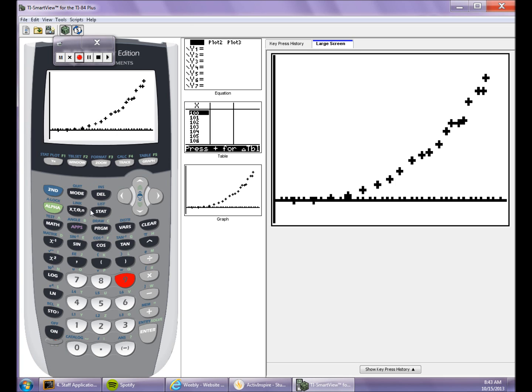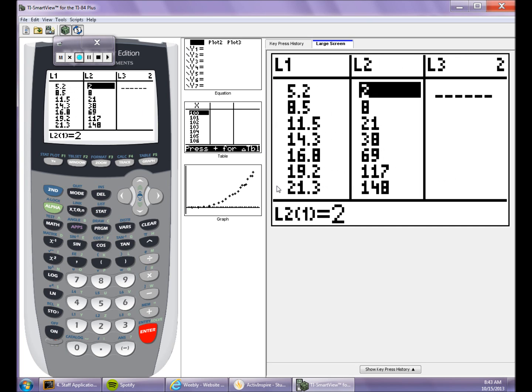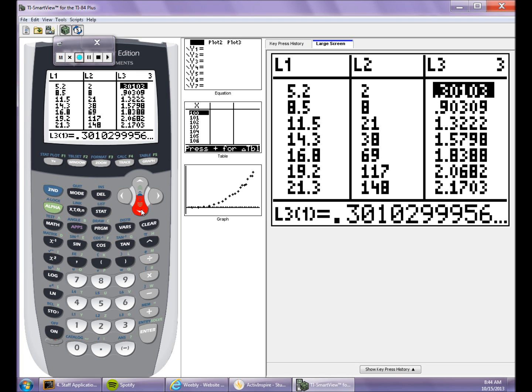To do that, I'm going back to my lists. My L1 data, I'm assuming, is already growing linearly. My L2 data is growing exponentially. I need to linearize the data in L2 by taking the log of it. I'm going up to L3, taking the log of L2, press down, and it drops in the linearized data in L3. I now want to find the least squares regression line of L1 versus L3.